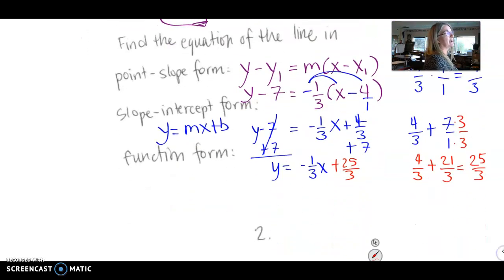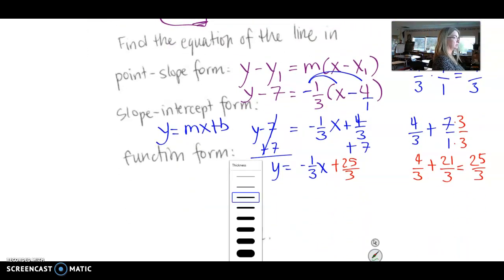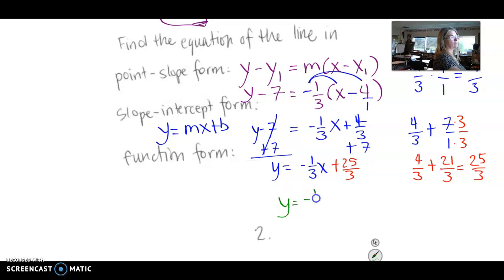But if you were going to graph this, how about y equals negative 1/3, that's your slope, times x plus 25/3. That's not something that necessarily automatically comes to mind, like where that would be on the y-axis, because that's the y-intercept. So we could put it in a mixed number, and 3 goes into 25 8 times with 1 left over, so that's 8 1/3. If you were going to graph it, you'd go on the y-axis to 8 1/3, and then the slope is negative 1/3, so you're going to drop 1/3.